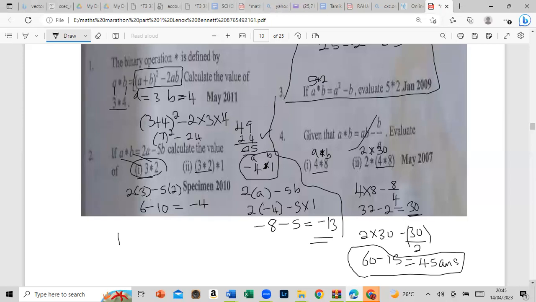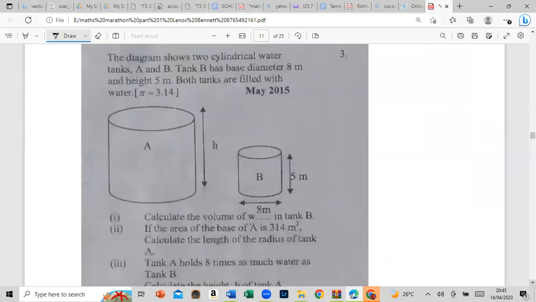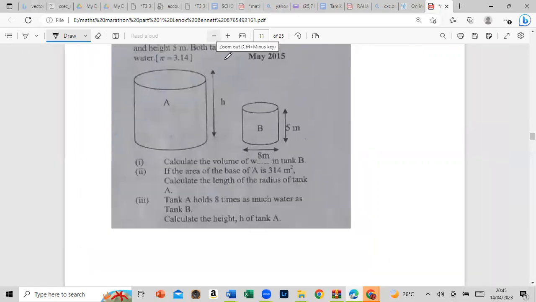All right, let's see. I really wanted to reach trigonometry as we were doing that in class. This was May 2015, a couple of years back.